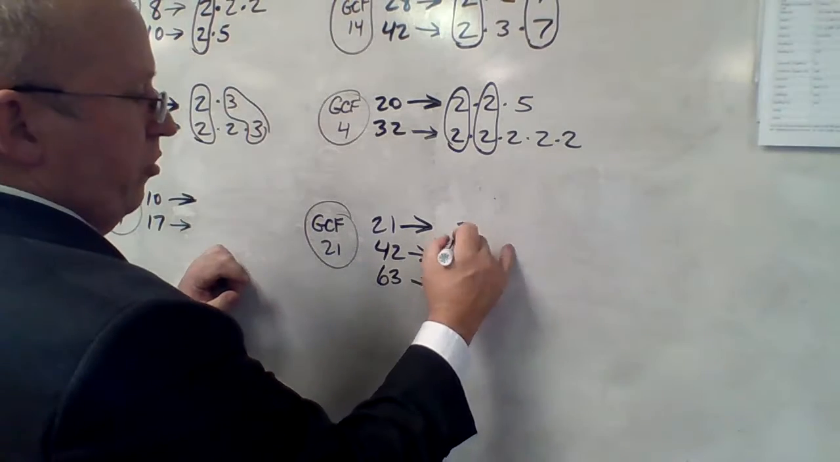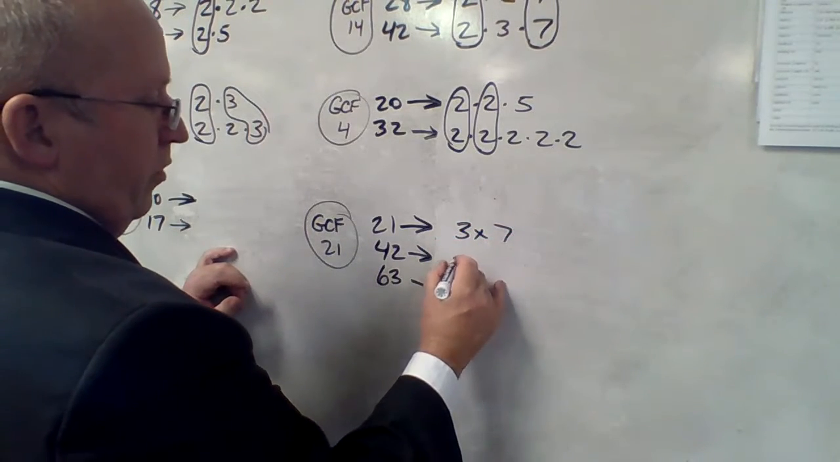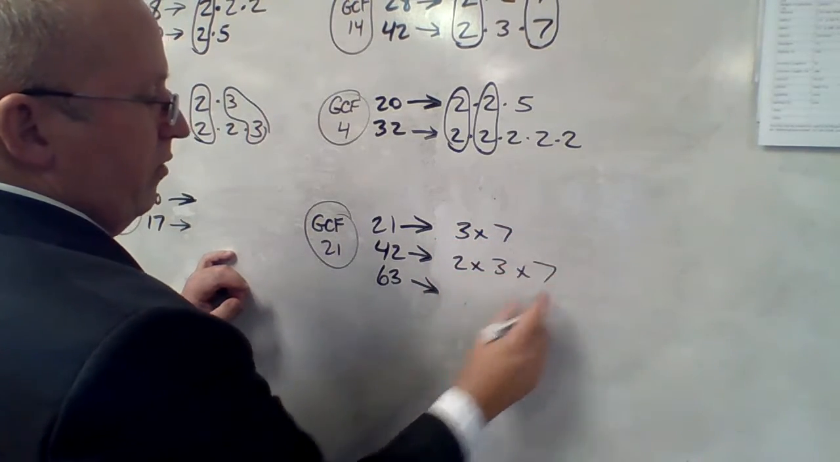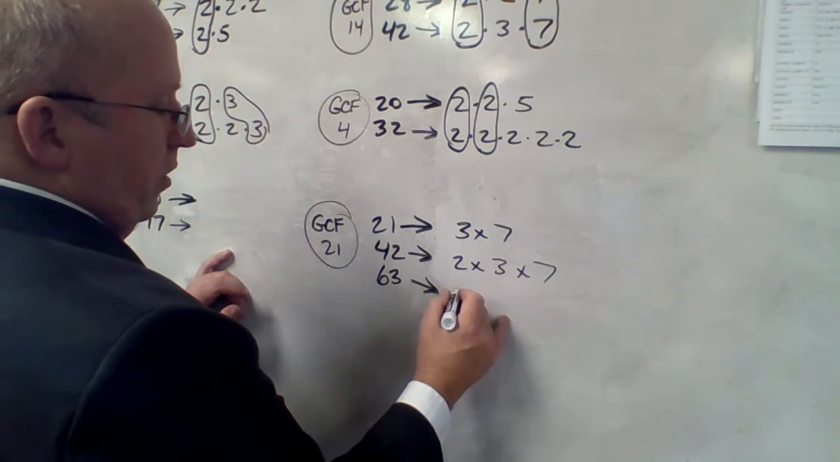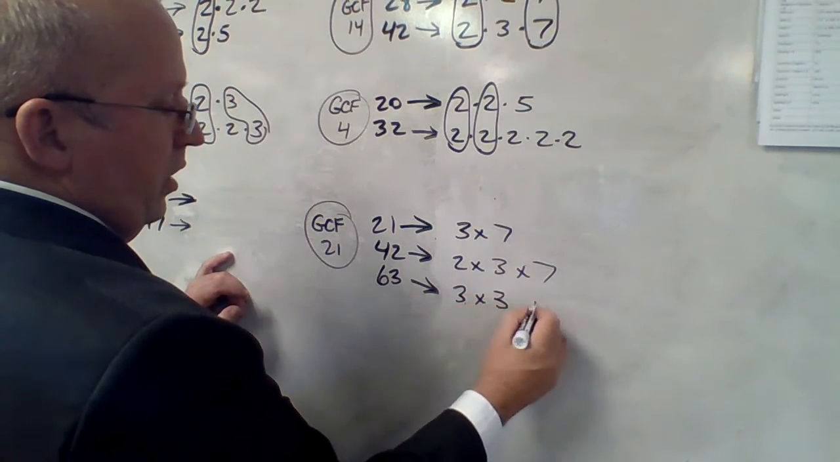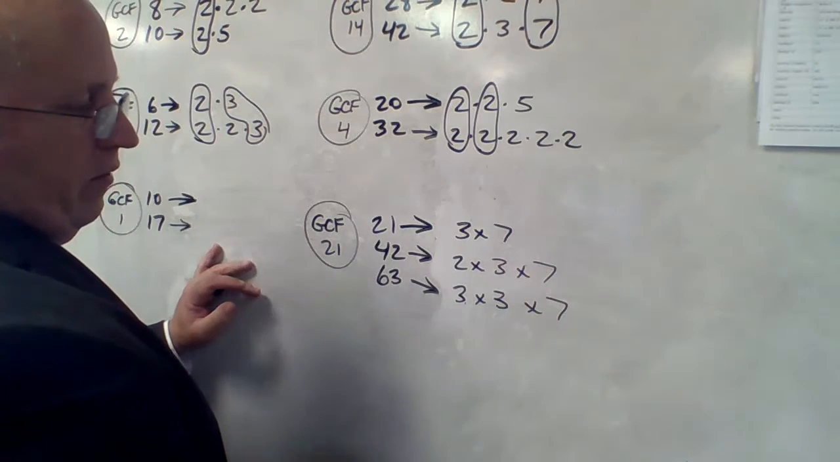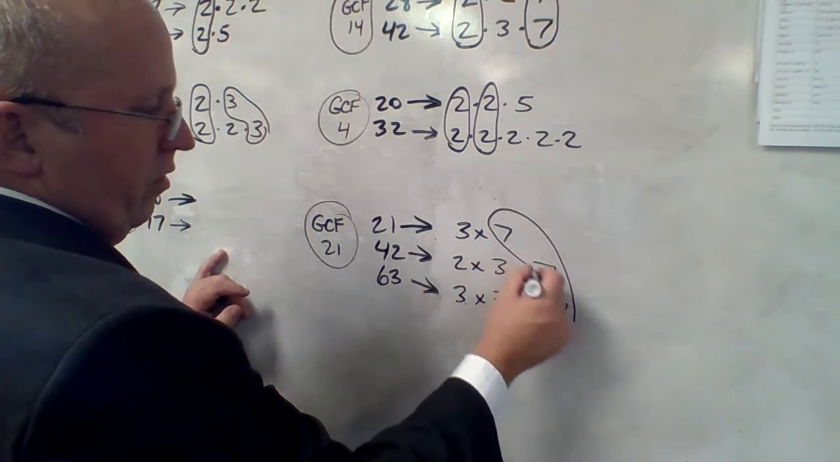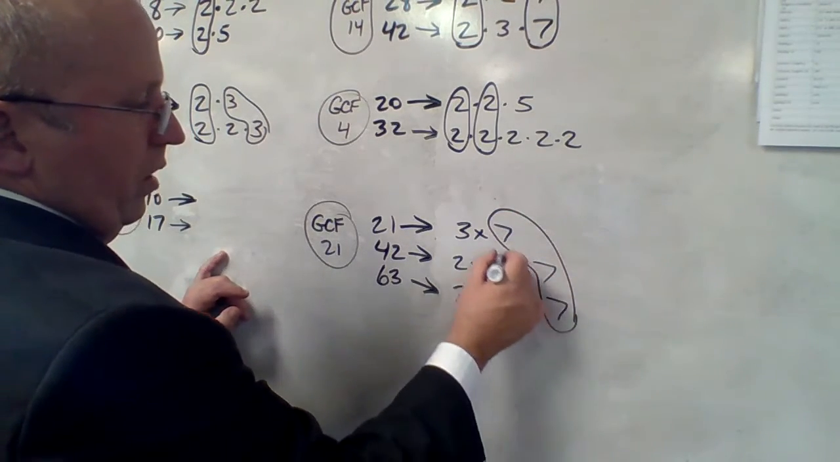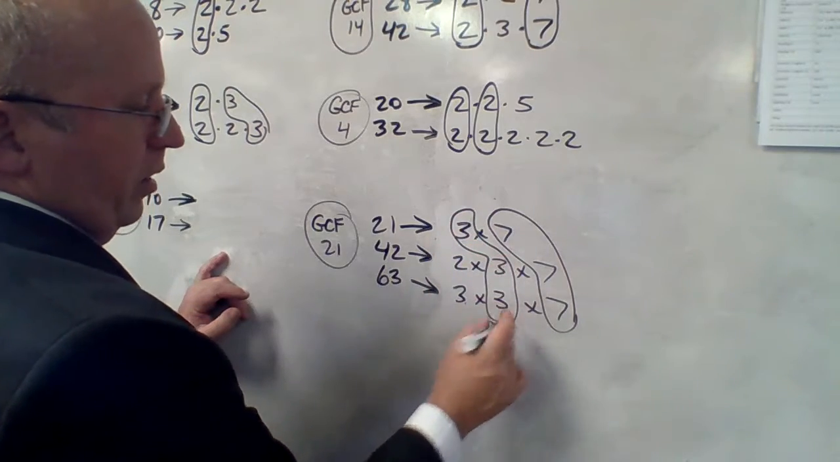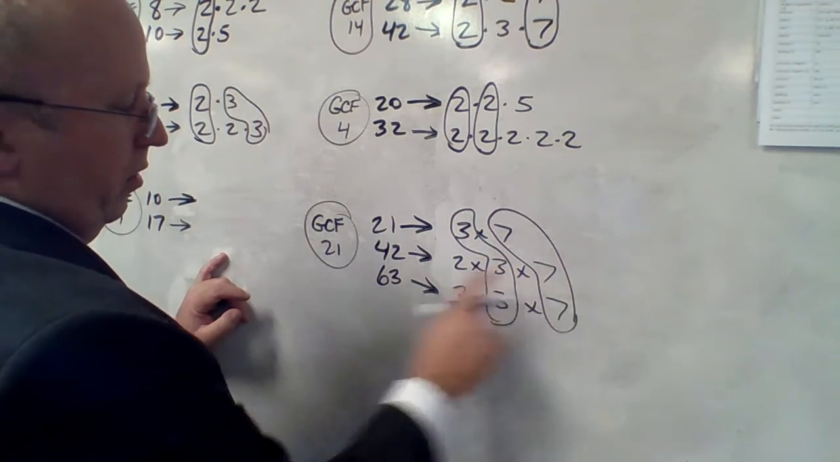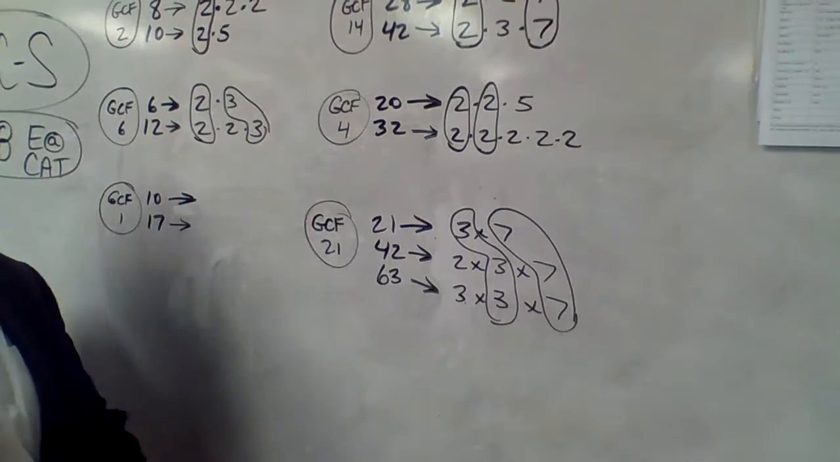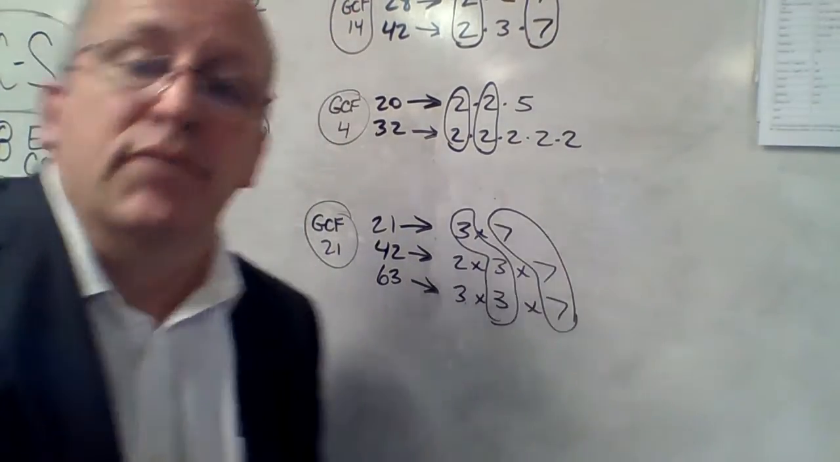Listing the prime factorization, 3 times 7. For this one, it's 2 times 3 times 7. For this one, it's, let's see, 3 times 3 times 7. What do they have in common? They have a set of 7's in common, and they have one set of 3's in common. What's 3 times 7? 21. That's the same answer. Okay. Let's go over here.